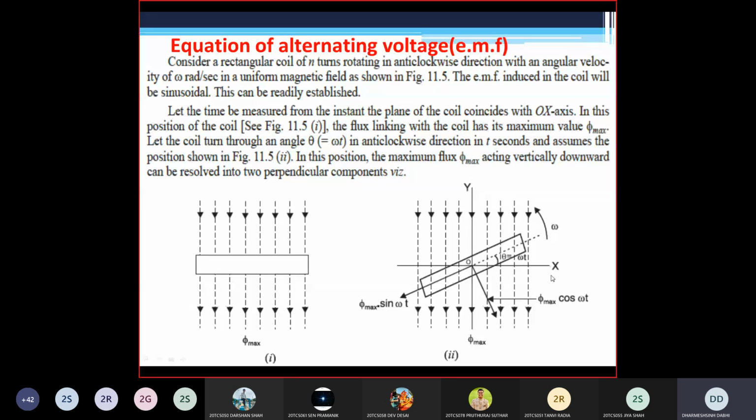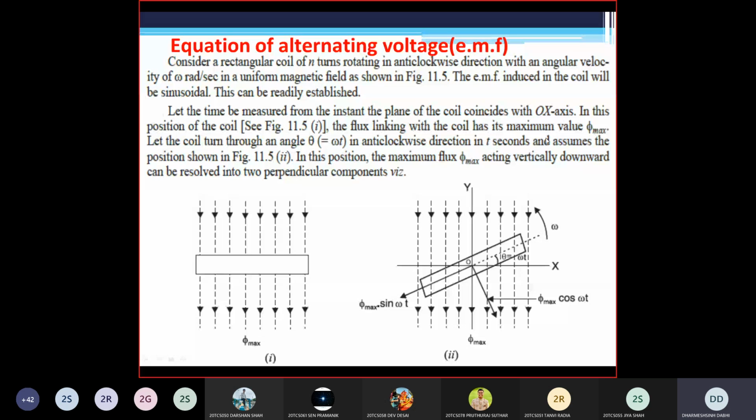At that time the flux linkage with the coil is maximum. Clear? Suppose this rectangular coil is horizontal, along the x-axis. Then the coil will cut the maximum amount of flux, which means the maximum rate of change of flux linkage happens. Because of that, maximum EMF is induced in this case. Clear? That's why the flux linkage with the coil is maximum here.